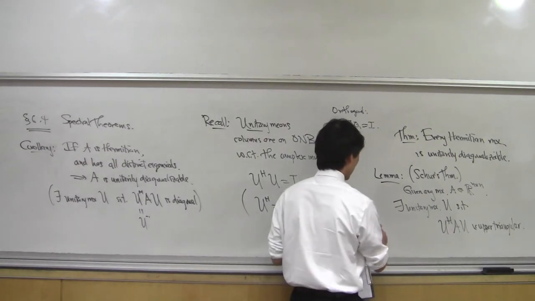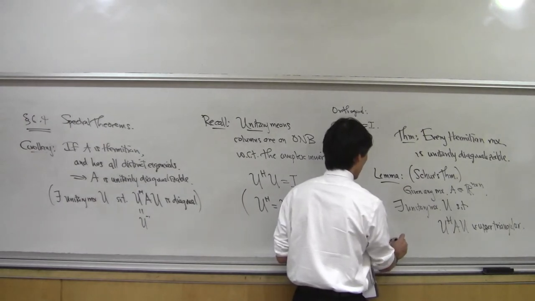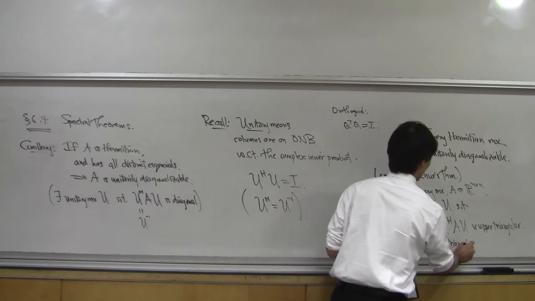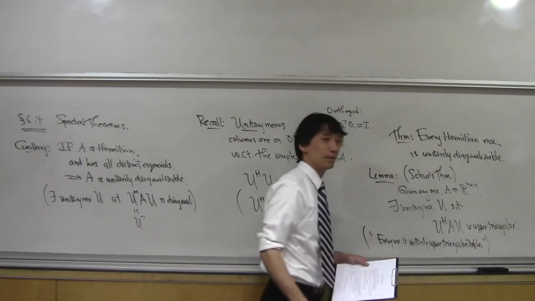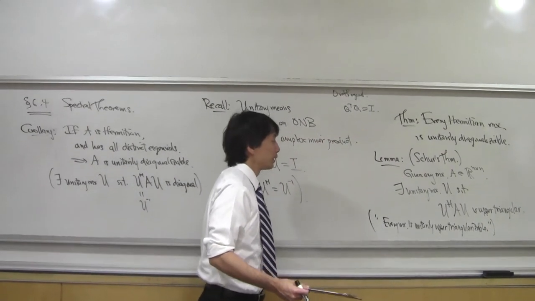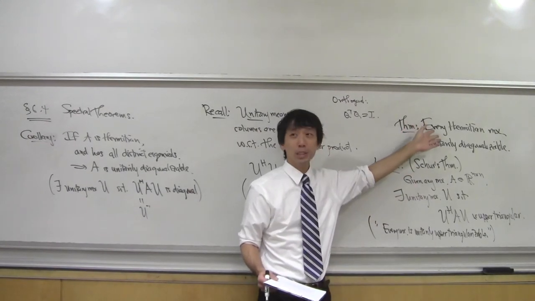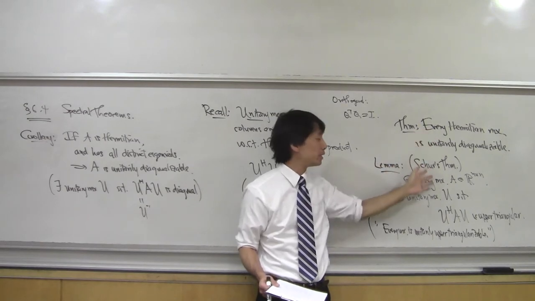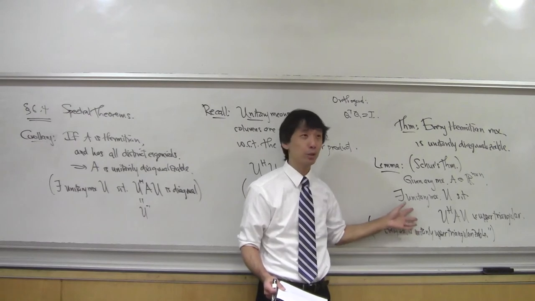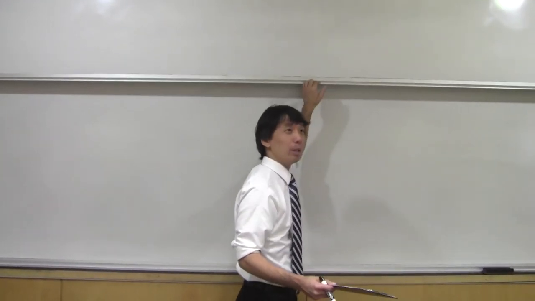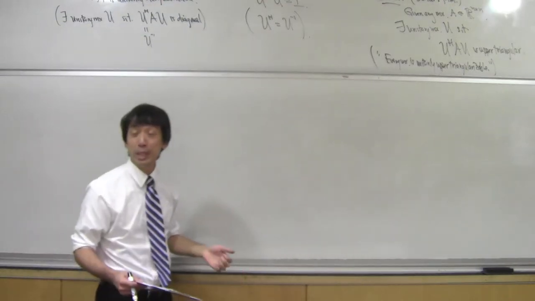In English, you could state this as: every matrix is unitarily upper triangularizable, if you want to. Right, we're trying to get that every Hermitian matrix is unitarily diagonalizable. As an intermediate step, we get that every matrix is unitarily upper triangularizable. Once we have Schur's theorem, the spectral theorem will follow as an immediate consequence, in a couple of lines. So the main thing here is Schur's theorem.